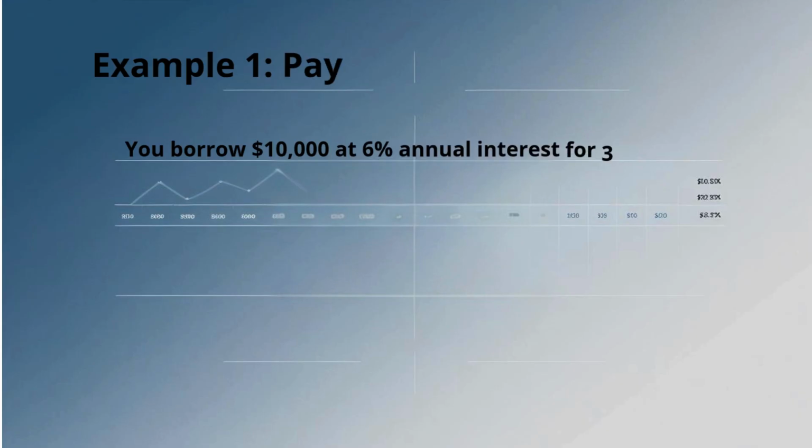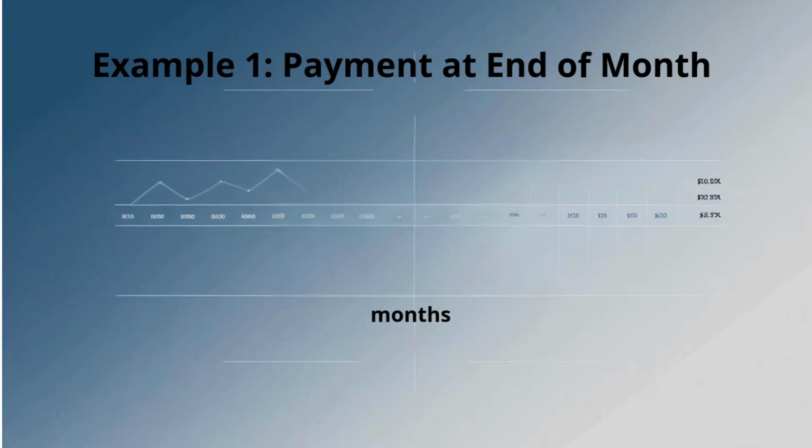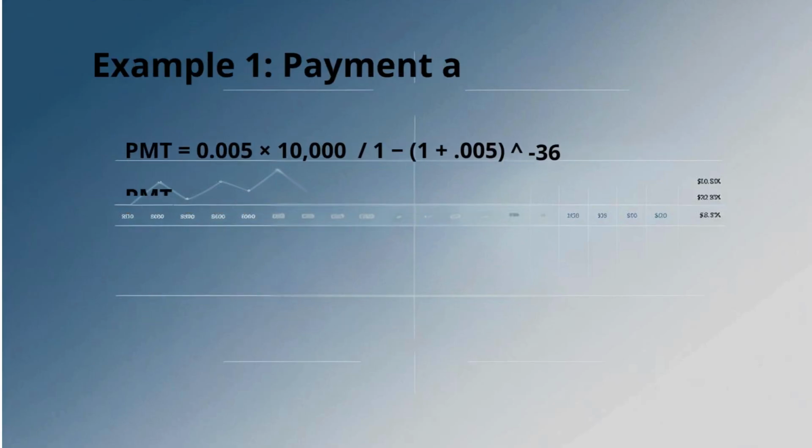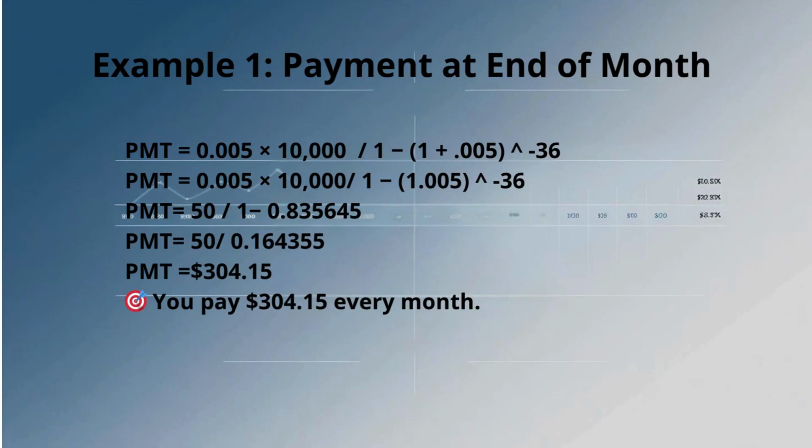Example 1, payment at end of month. You borrow $10,000 at 6% annual interest for 3 years, with payments at the end of each month. Step-by-step breakdown: P equals 10,000, I equals 0.06 divided by 12 equals 0.005, N equals 3 years times 12 equals 36 months. PMT equals 0.005 times 10,000 divided by 1 minus (1 plus 0.005) to the power of minus 36. PMT equals 0.005 times 10,000 divided by 1 minus 1.005 to the power of negative 36.